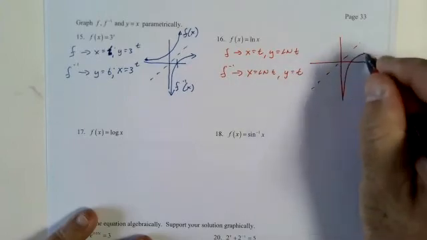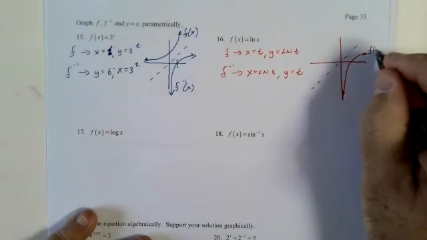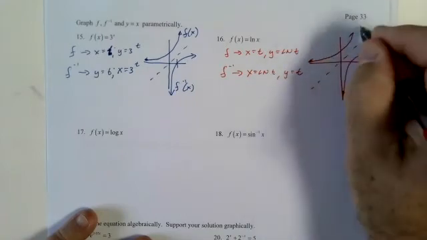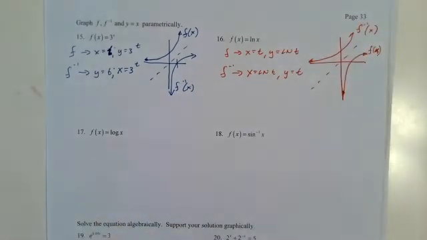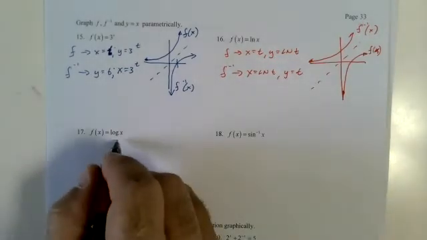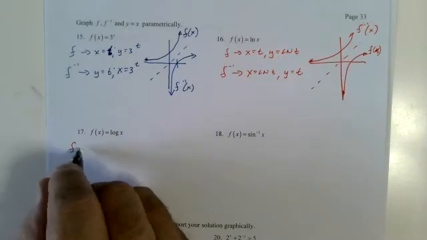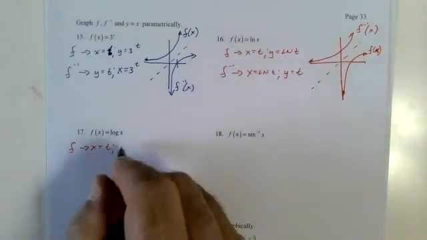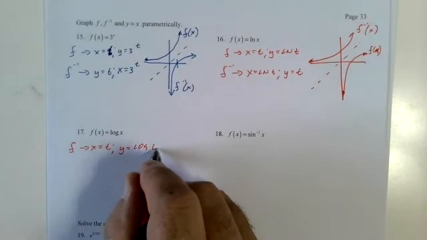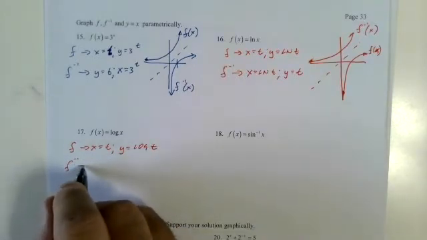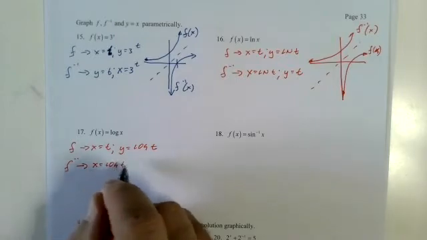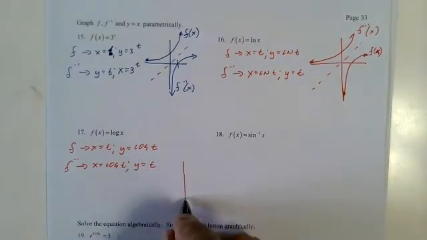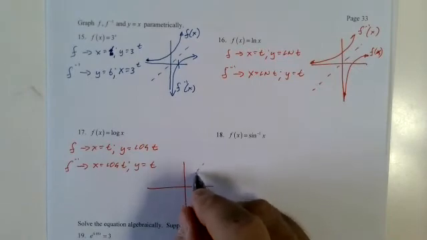This will be the function. This will be the inverse. Cool. Log, no log, that means base 10. So for the function, x equals t, y equals log of t. For the inverse, x equals log of t, y equals t. Same graph.